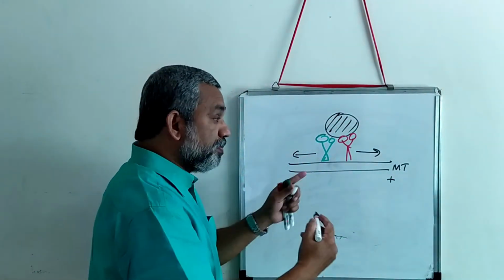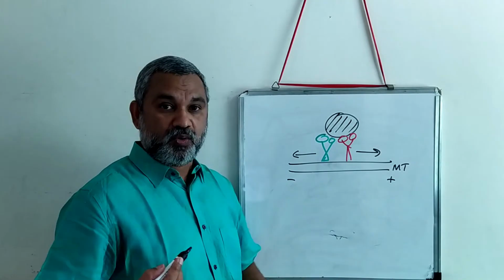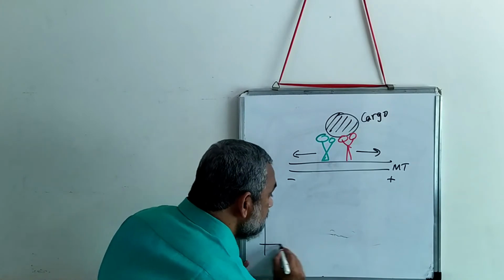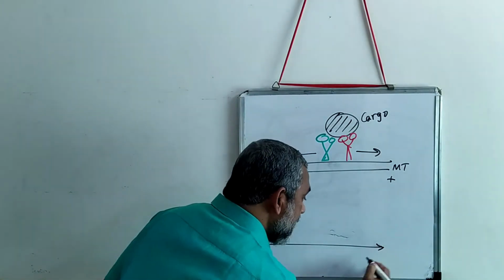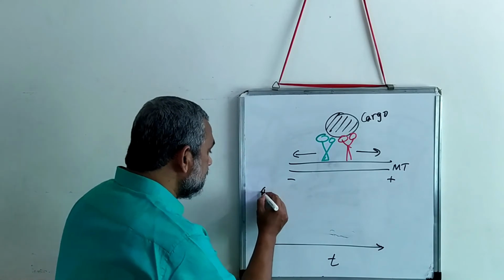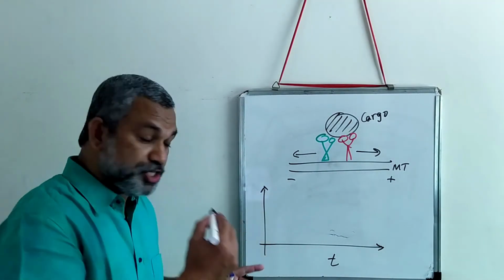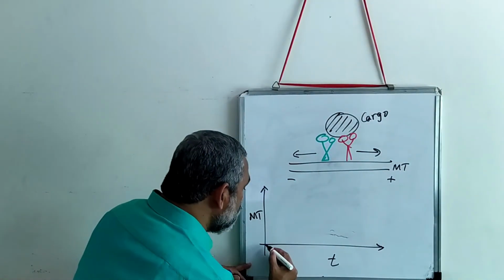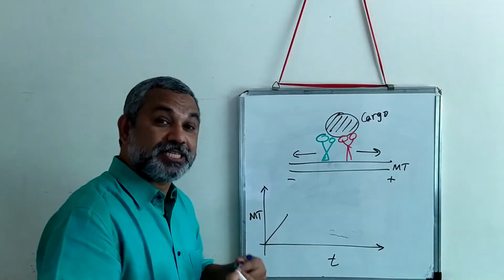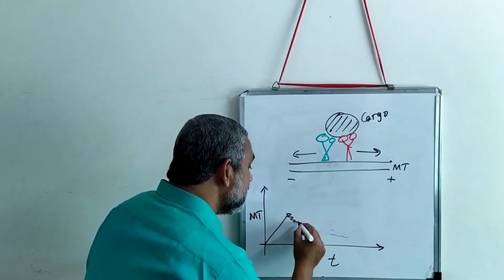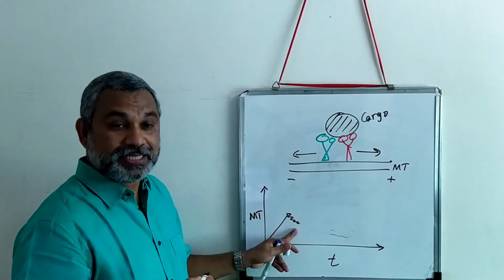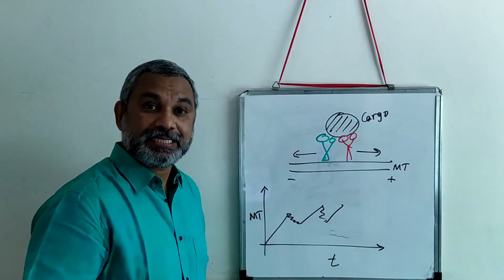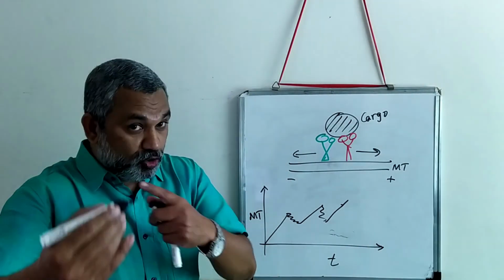Remember there will be many such molecules bound to the cargo. If we have to represent this data by using a graph, on the x-axis we have the time, and on the y-axis we have the position on the microtubule. You will see that if the kinesin molecules take it to the plus end, it's moving forward. Then maybe the dynein will stall it. Then again the kinesin can act, dynein can stall it. Again kinesin can act, depending on the force.